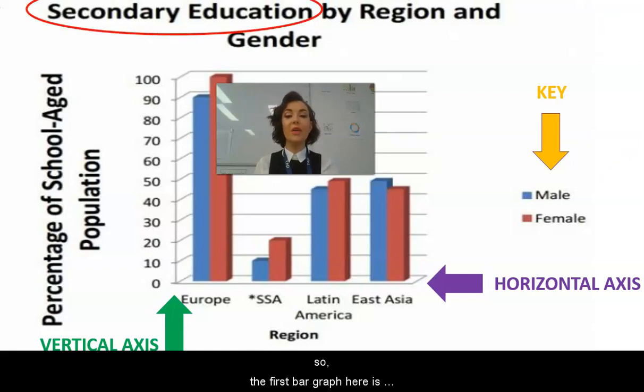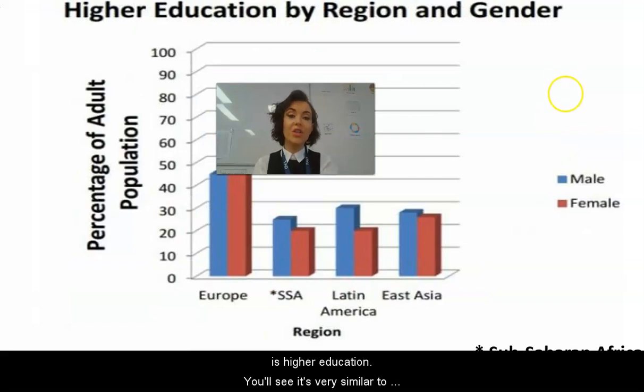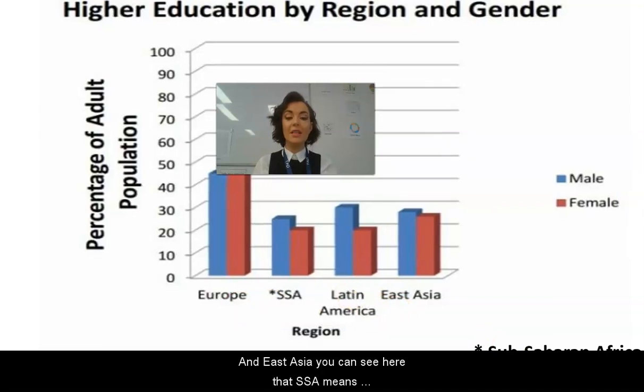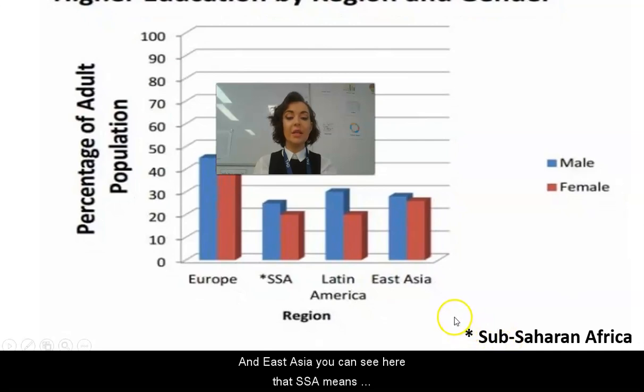So the first bar graph here is showing us secondary education. The second one is higher education. You'll see it's very similar to the first diagram we looked at. It has a vertical axis, but this one shows us the percentage of the adult population. The horizontal axis is exactly the same. It shows us the region: Europe, Sub-Saharan Africa, Latin America, and East Asia. You can see here that SSA means Sub-Saharan Africa.